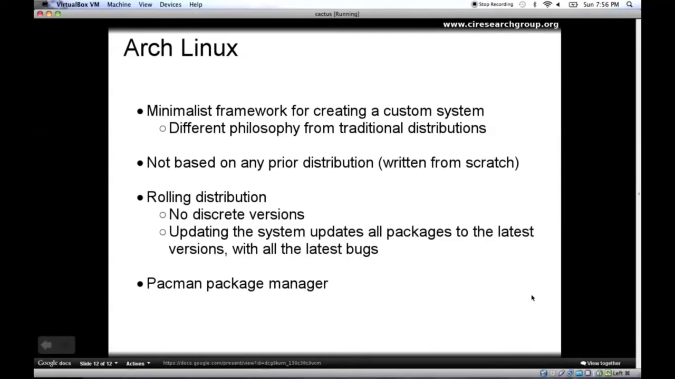There are not discrete versions of Arch Linux. Every time you run a system update on Arch Linux, you get the latest version of the operating system, along with the latest version of all application packages, and all the latest bugs. And the Pacman package manager, which was written from scratch for Arch Linux, is used to manage the software. So these are just a few examples of different Linux distributions that can be used with the highly scalable Linux kernel.